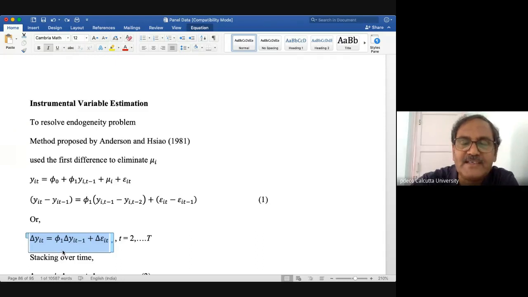তাহলে যদি আমরা ধরে নিই y naught is given, y naught the initial value is given. So in that case, we can put delta yi1, delta yi2. In this way, delta yi capital T. This is a column vector in the left hand side. In the right hand side, for this term, you have phi1 into, again you have a column vector containing the elements delta yi naught, delta yi1, delta yi2. In this way, delta yi capital T minus 1.